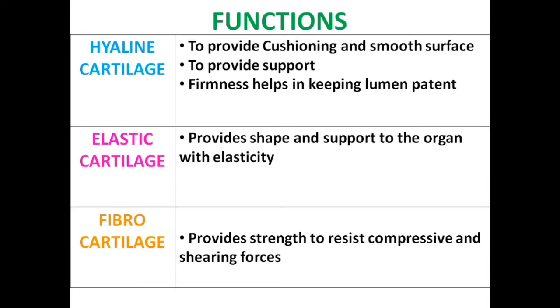Coming to the functions, the hyaline cartilage provides cushioning and a smooth surface over the ends of the long bones, so that when they articulate and form a joint, they don't produce much friction. It provides a smooth and cushioning surface over the ends of the bones. It also provides support to the structure, and because of its firmness, like that present in the trachea and the bronchus, it helps in keeping the lumen patent and does not allow it to collapse.